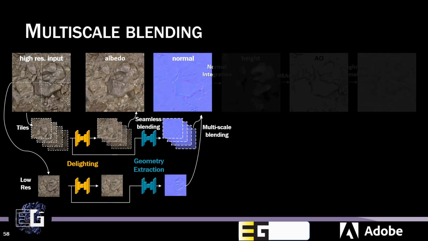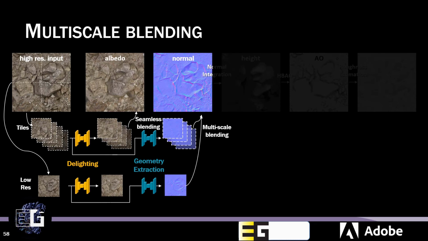To solve this, we do a second inference at low resolution on the downscaled version of the input by running the same exact network to get the low frequency normal that we blend to the high frequency normal coming from the tile to obtain the final high resolution normal map. We could do more intermediate scales, but the quality reached with this two-scale scheme is the best trade-off between quality and inference time.